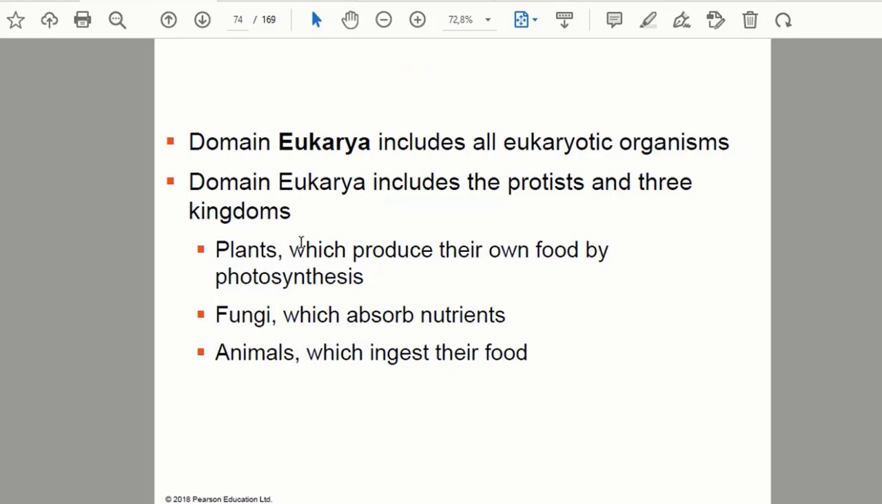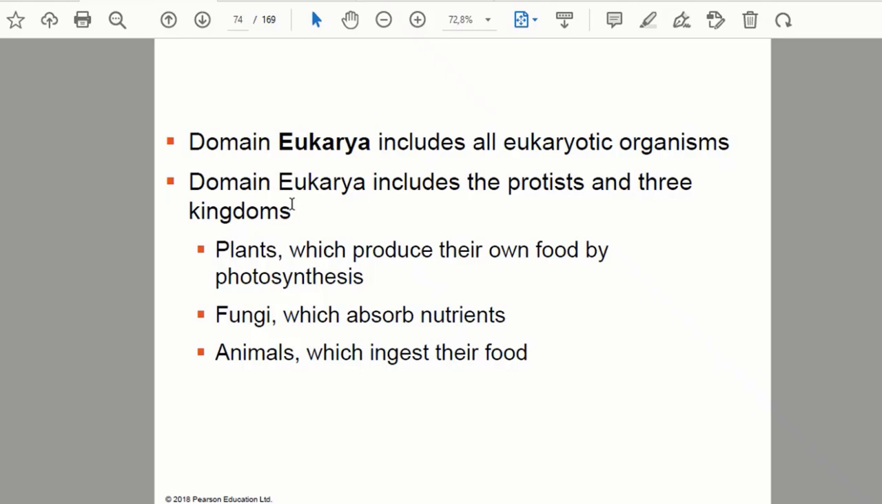So what they may say here is, the domain which includes all eukaryotic organisms. And then they will be giving it as a one word or multiple choice answer. Then you're going to have to understand and realize that they are talking about Eukarya.